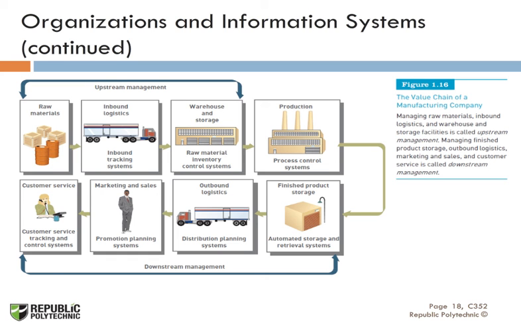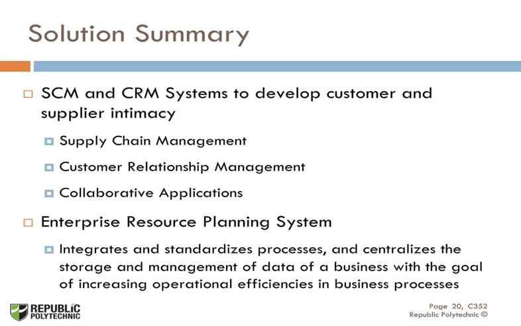Can you see how CRM and SCM support the different areas of upstream and downstream value chain management? For example, using the inbound logistics tracking systems module in an SCM and servicing customers' inquiries in a CRM system. In summary, we can see here how SCM and CRM systems help to develop customer and supplier intimacy for QPhone. This is a form of differentiation-focused competitive advantage described in Porter's generic strategies model. Using SCM, CRM and other collaborative applications is using IT for competitive advantage.